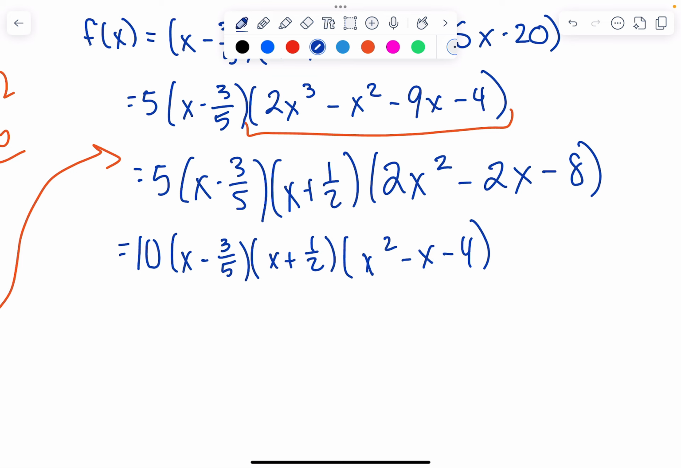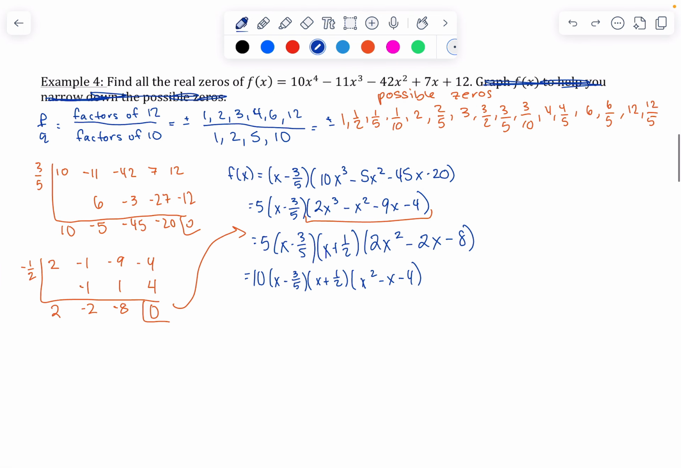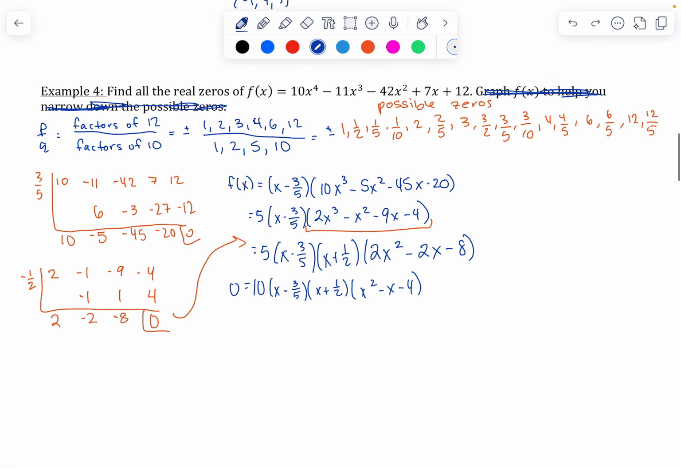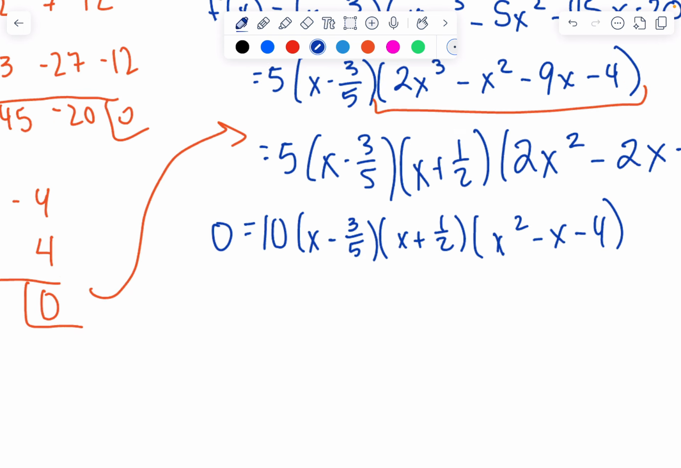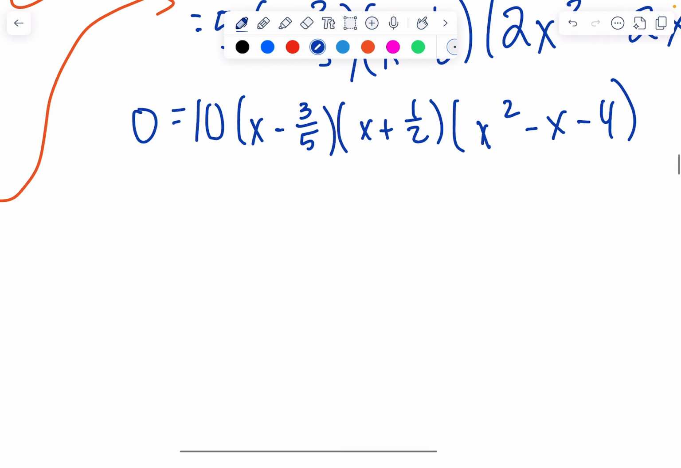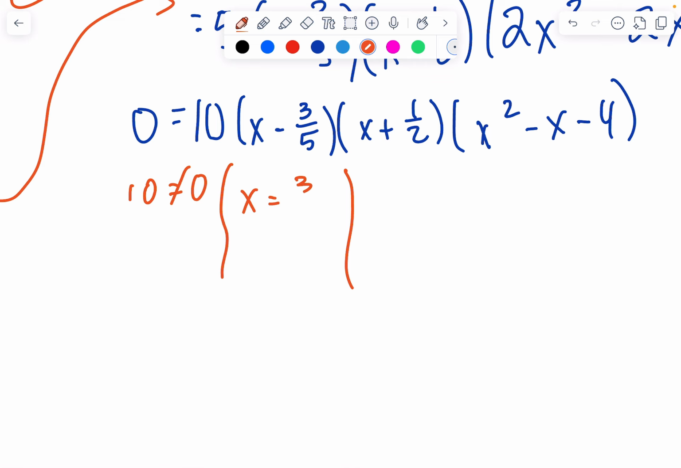Okay, now if I wanted to factor this part further, I would have to think of two numbers that multiply to -4 but add to -1, and there's actually none of them. So this is as factored as a polynomial is going to get, okay? All right, so now I want to find all the real zeros. So I'm going to set each factor equal to 0 and solve. So 10 equaling 0 is irrelevant. Here I get x equals 3/5. Here I get x equals -1/2.